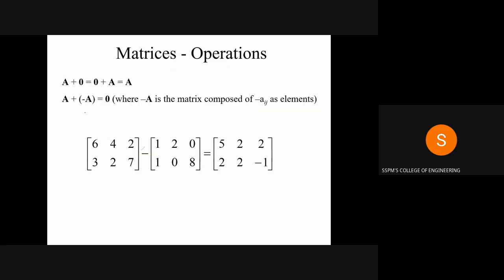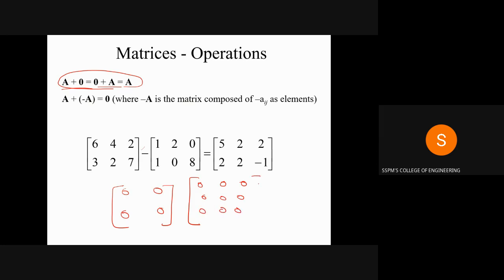So A plus 0 is equal to 0 plus A is equal to A. That is the additive identity. What is the additive identity in matrices? For a 2 cross 2 matrix, it is 0 0 0 0, the null matrix. This is the additive identity. What is it for a 3 cross 3 matrix? It is 0 0 0, 0 0 0, and 0 0 0. This is the additive identity in matrices.